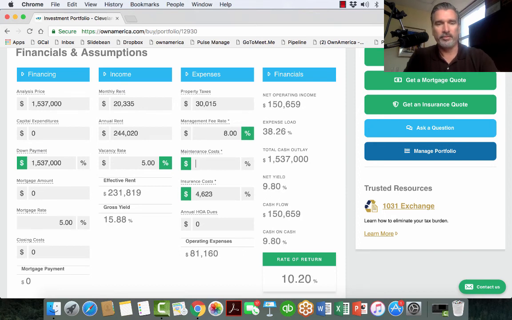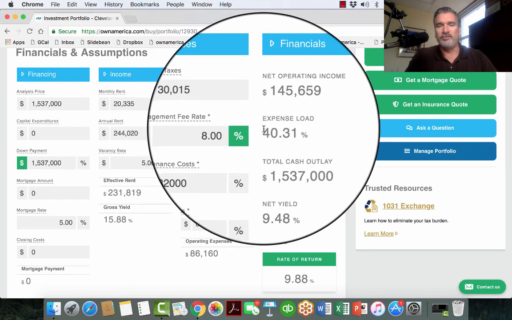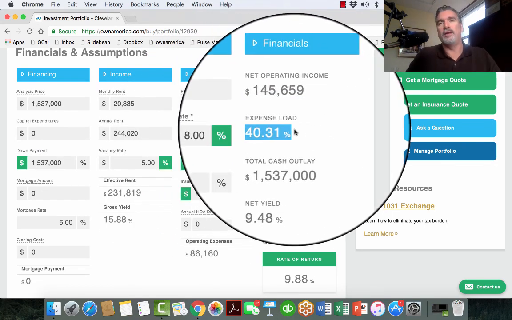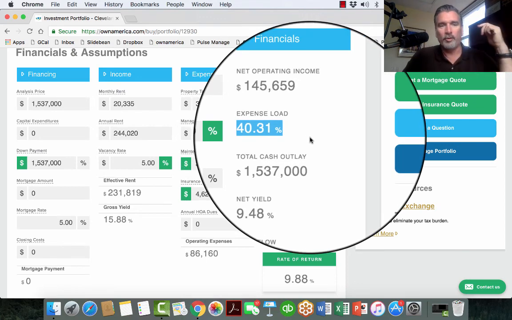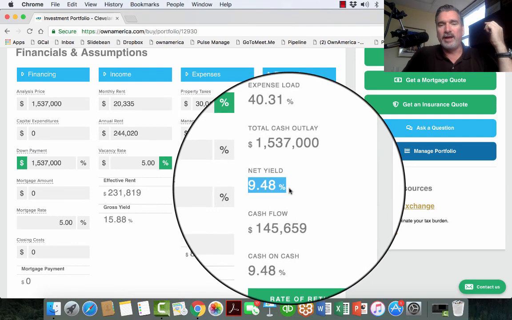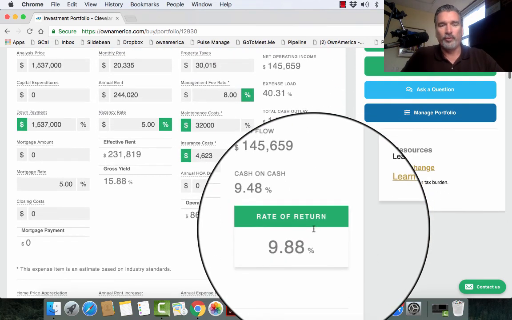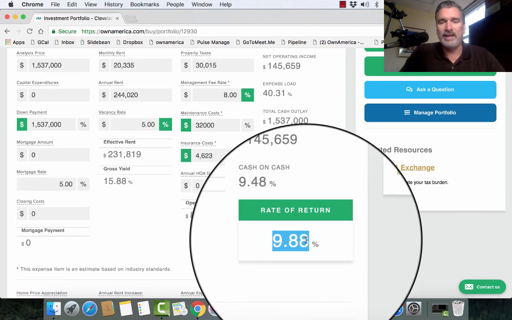Let me keep going. Let me say I'm going to do $32,000 in maintenance. All right, good. So that puts me at a 40% expense load, which is an institutional level expense load, which means everything is accounted for. No place to hide. Net yield of 9.48, among the best in the entire country, so that's pretty awesome. But the rate of return is only 9.88.